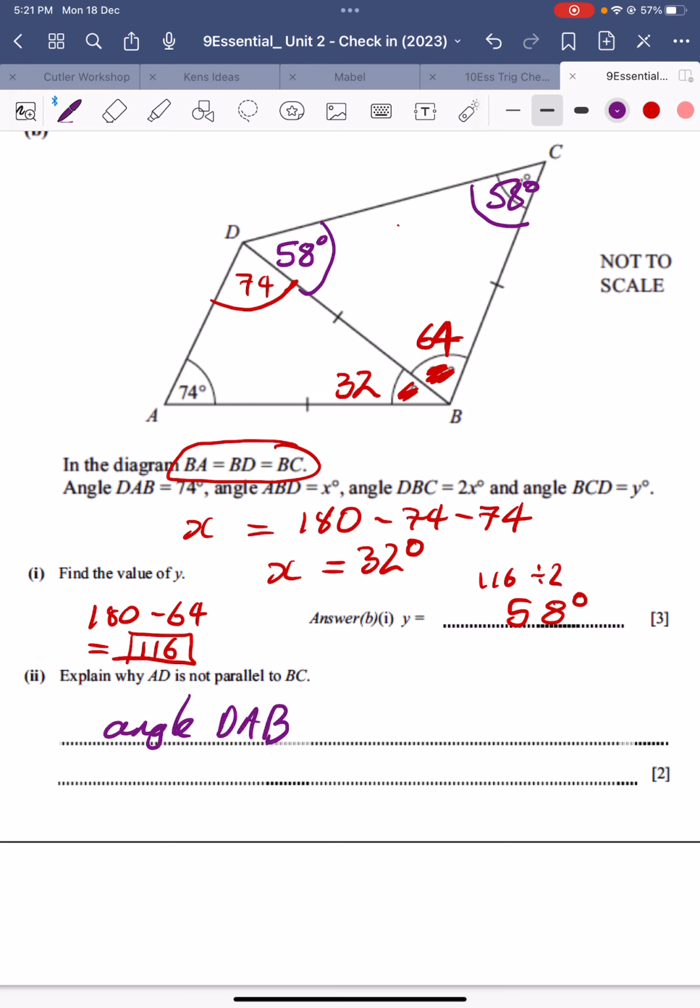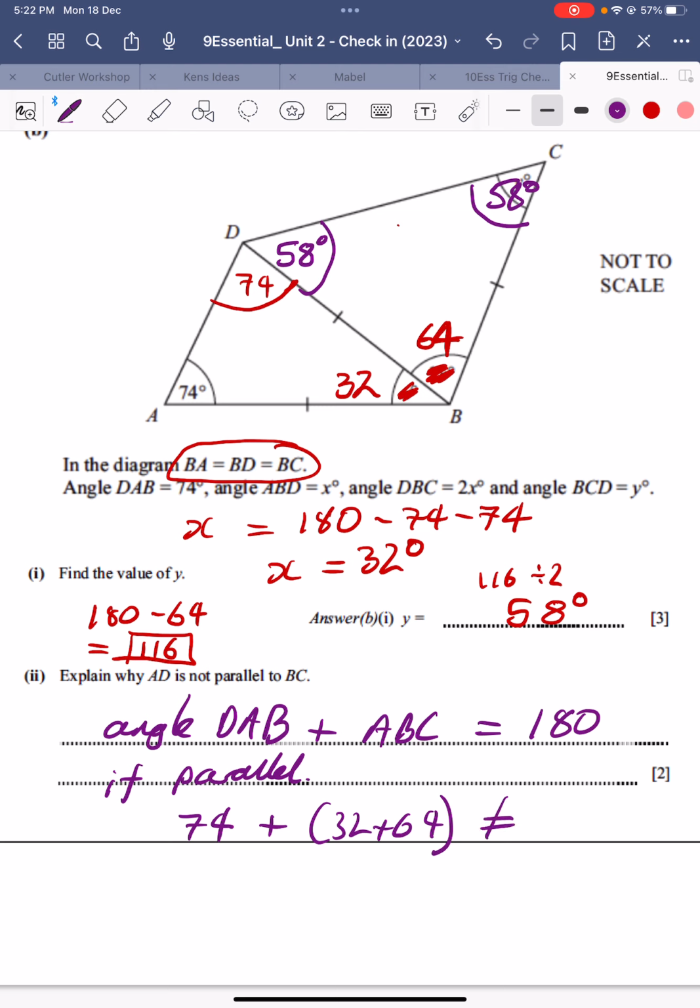So we could say that angle DAB plus angle ABC should equal 180 if parallel. However, we can see that 74 plus the 32 plus 64, when you actually do this, does not equal 180. You can have a quick check: it is actually 170 on this side. And so therefore they are not parallel lines. So we have to have some kind of reasoning about the parallel sides there.